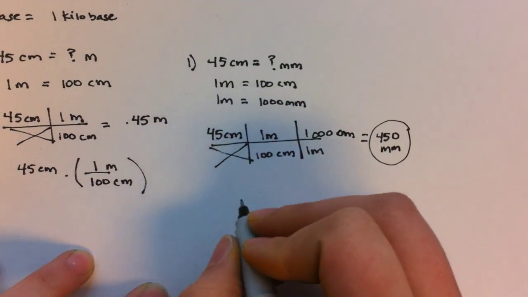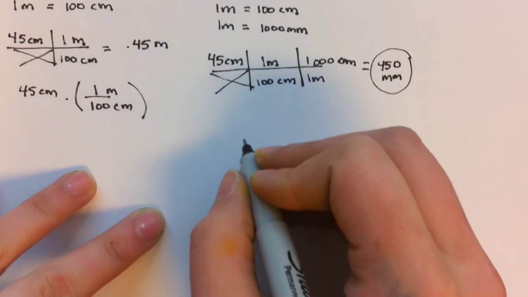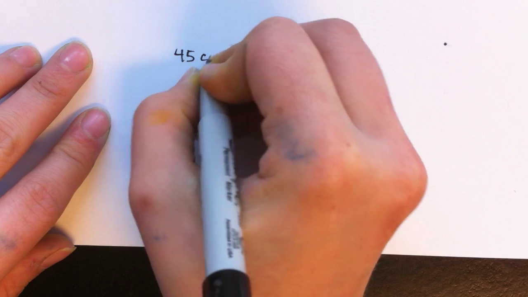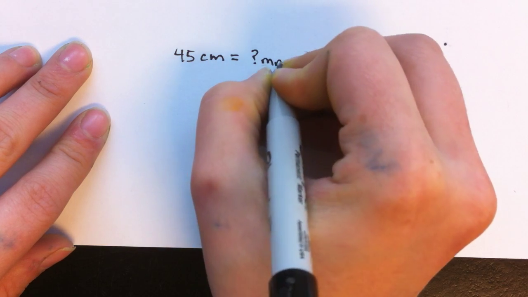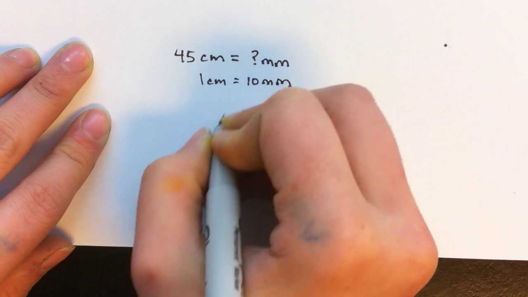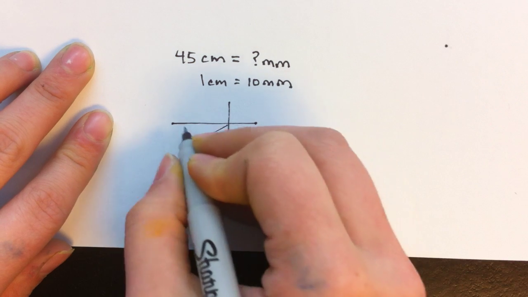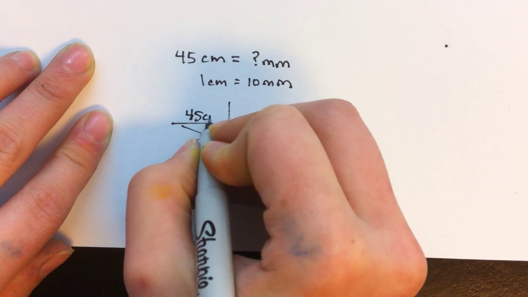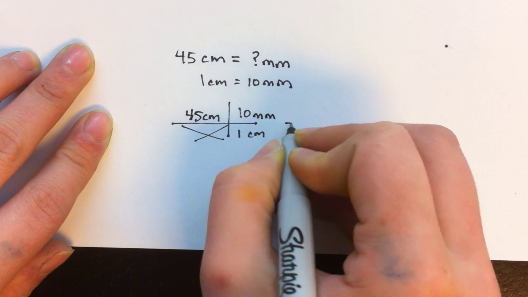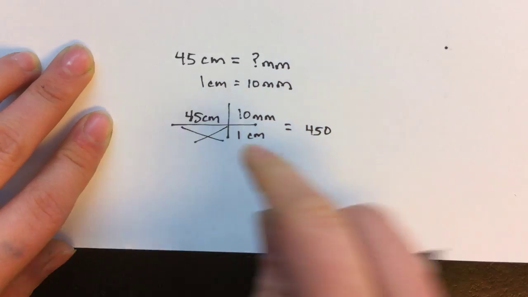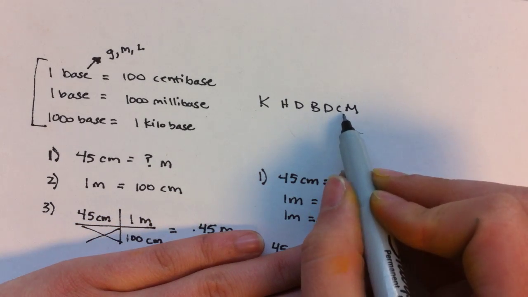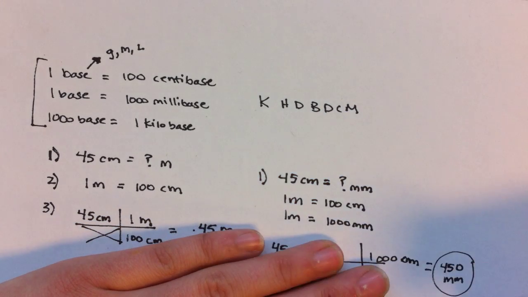Another way of doing this problem would have been to say that, so I could do it down here. We had 45 centimeters equals how many millimeters? You might know that 1 centimeter has 10 millimeters. So then you could draw the T, 45, and you'd get 450. You would know this because of King Henry. Okay, centimeters to millimeters is 10.